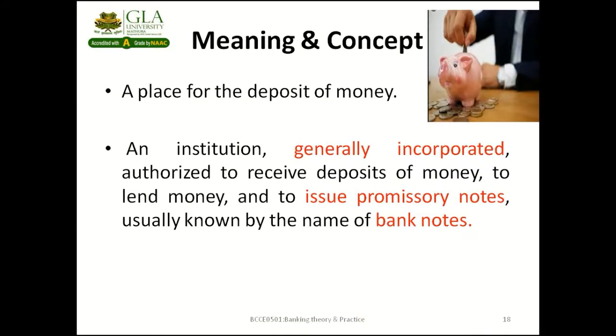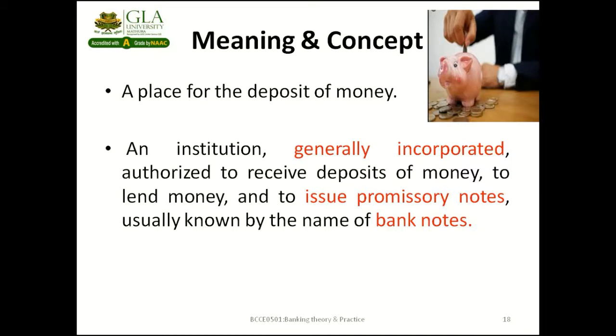And if we go by the technical meaning, which adds further inclusion to the concept we have talked about, it is an institution generally incorporated, which means it has to follow the various laws, the Companies Act 1956, right? It has to be incorporated. It is an institution or body, generally incorporated, which is authorized to receive deposits of money and to lend money. And why are they receiving money? In order to lend money, directly through loaning activities and indirectly through the capital market, right? And to issue promissory notes, usually known by the name of bank notes.